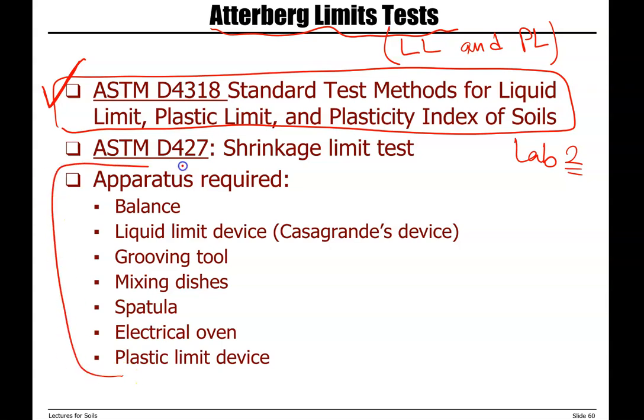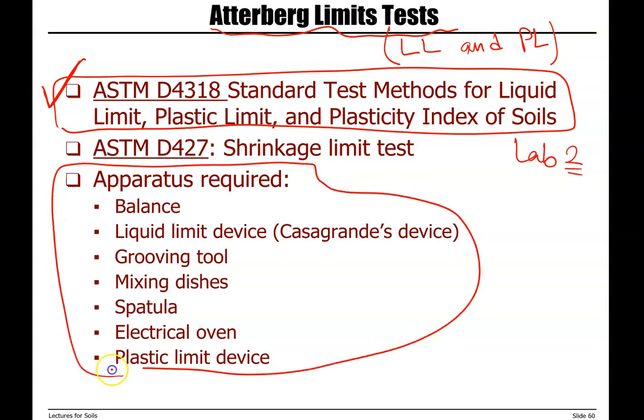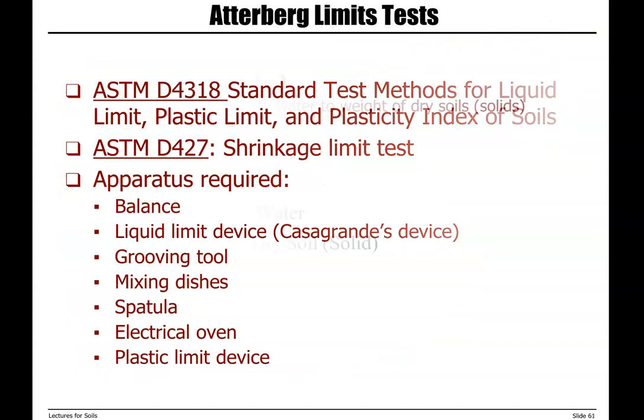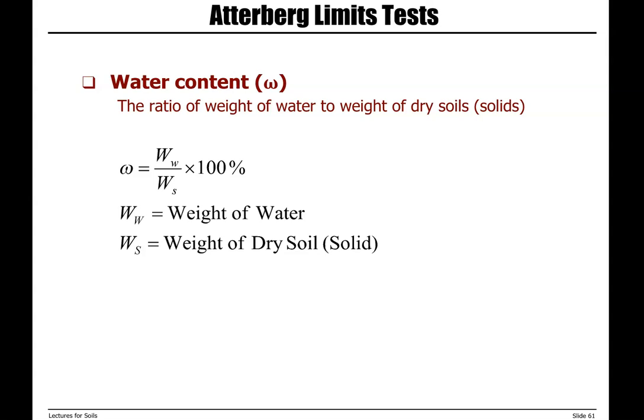So what we need, the equipment or apparatus required includes a balance, the liquid limit device, a grooving tool, mixing dishes, a spatula, electrical oven, and plastic limit device. But before going over the liquid limit and plastic limit tests, let's review the water content calculation.